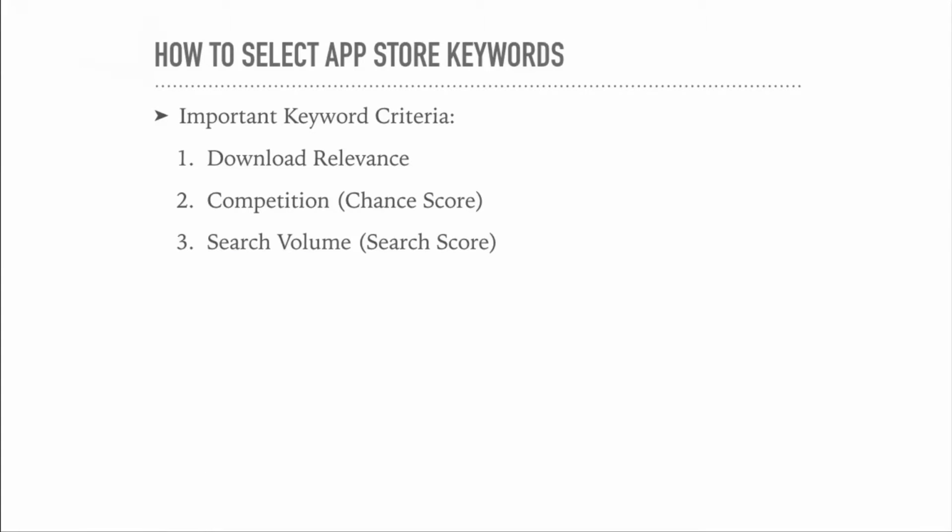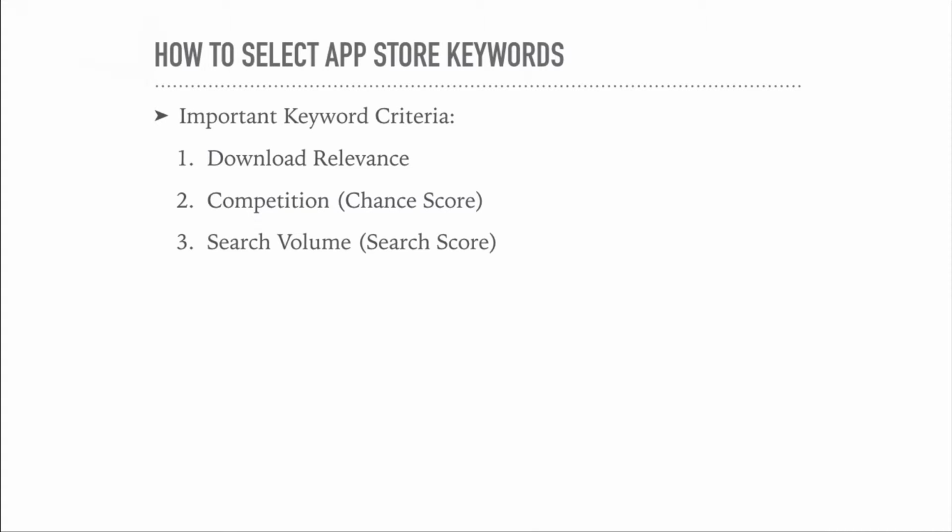Okay, so we're going to go into more detail in a little bit, but first of all, I want you to know the 3-step process for choosing a keyword. The first thing you're going to look for is download relevance. Is this a keyword that somebody would search for to download an app like yours? This is the most important factor when choosing a keyword.